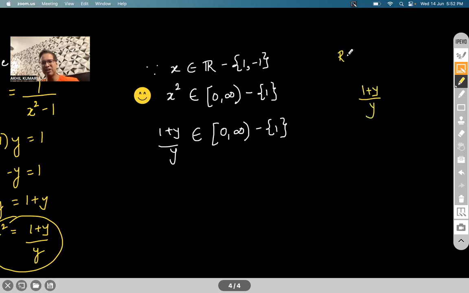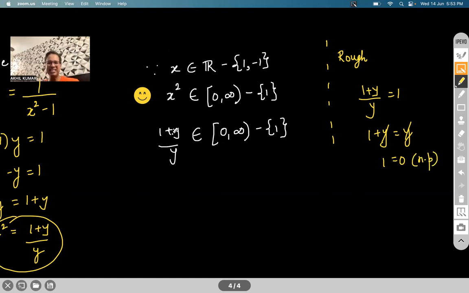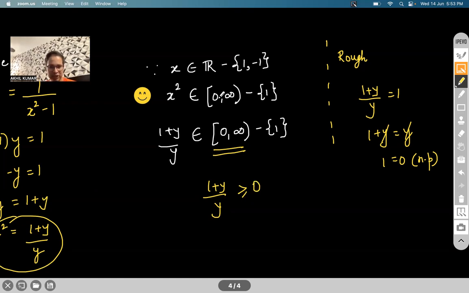So let's say this is my rough work column. If I start putting 1 plus y by y equal to 1, you'll get a shock. The shock is 1 is equal to 0, which you know is not possible. That means this can anyway never be 1. So let's not worry about it being 1. Let's only worry about it being in this interval. That means 1 plus y by y should be greater than or equal to 0, yes or no? So 0 to infinity means greater than or equal to 0 ultimately, correct?